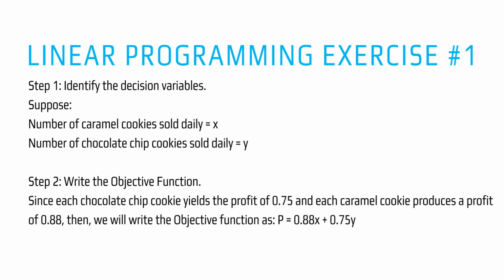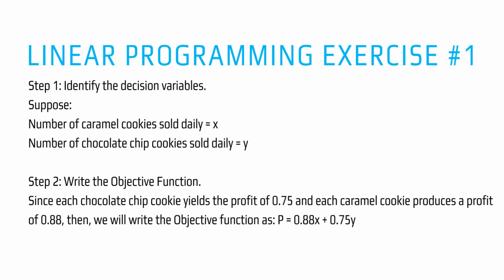So to go about this problem, we will have six different steps. Step 1. Identify the decision variables. Suppose the number of caramel cookies sold daily will be denoted as X, and the number of chocolate chip cookies sold daily will be denoted as Y.